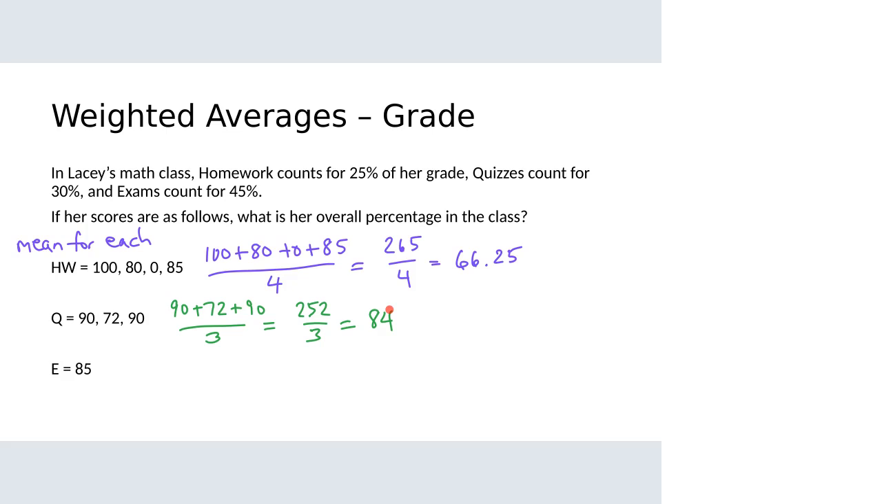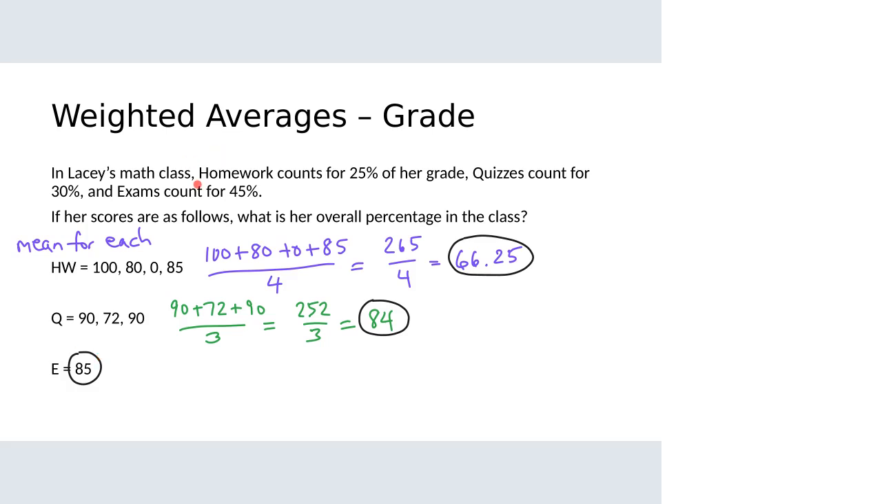And then she only had one exam, so we don't really need to do any work to find the mean for that. Okay, so at this point, we have her mean homework score, her mean quiz score, and her mean exam score. If they were all 33% of her grade, we just add them up and divide by 3, but they're not. This is a weighted average, and we have to take those weights into consideration.